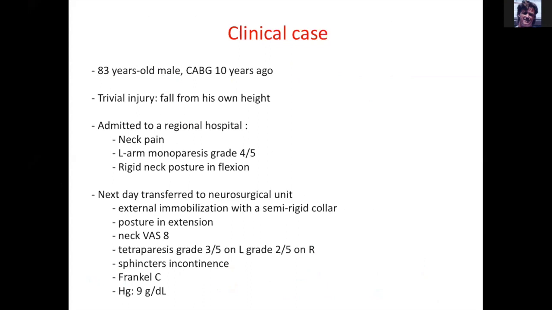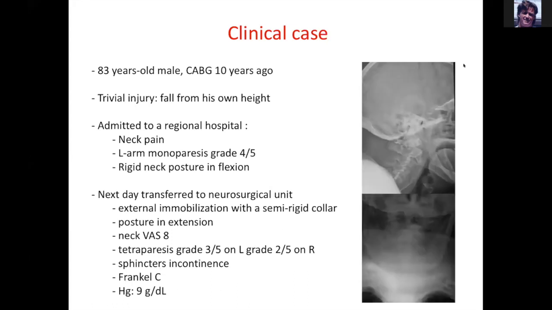The next day he was transferred to us, with external immobilization with a semi-rigid collar and a posterior neck extension. He was very symptomatic, already progressed to a tetraparesis, grade 3 on the left side, grade 2 on the right side, with sphincter incontinence and low hemoglobin. And this is what you have on the X-rays. You see there is something wrong here at the C2 level.